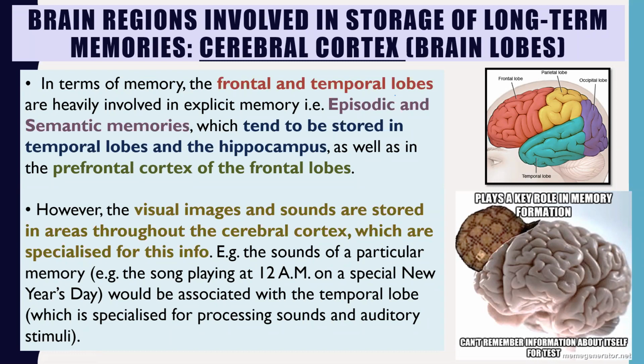The first one is the cerebral cortex. So the cerebral cortex is obviously to do with your brain lobes. What you really need to take away from this slide is that the frontal lobe has a very big role after the hippocampus in explicit memory storage, okay? All of your explicit memories, like episodic and semantic memories, are mainly held in your hippocampus, but they're also stored in your frontal lobe as well. So if you ever get a question that says, which areas of the brain are most involved in storing explicit memories, you would say, firstly, the hippocampus, and secondly, the frontal lobe of the brain, okay? Which is obviously a part of your cerebral cortex.